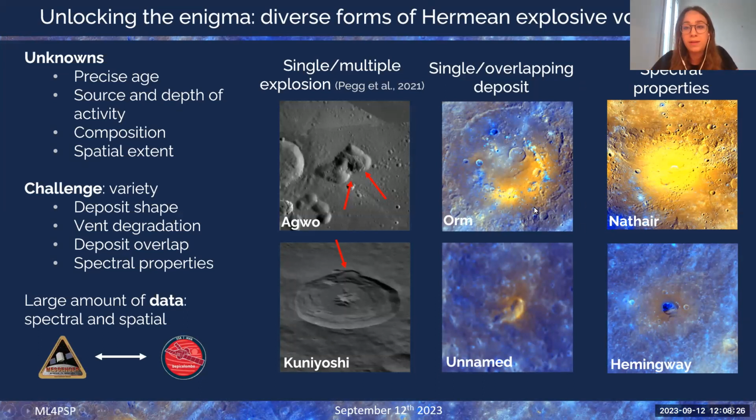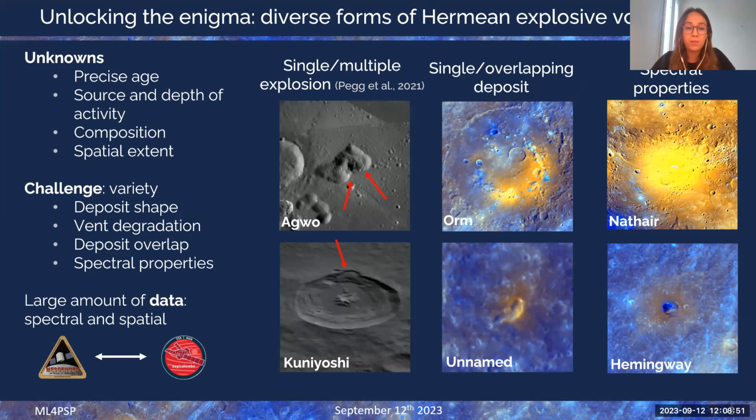And then, although we said that the spectral properties are characterized by a high reflectance and red spectral slope, we see on the right that this can actually appear in very different forms. We see here two very extreme examples: the Nathair Facula that's very bright and the Hemingway deposit that's very dark. So all in all, we have very diverse deposits, and we have a large amount of data.